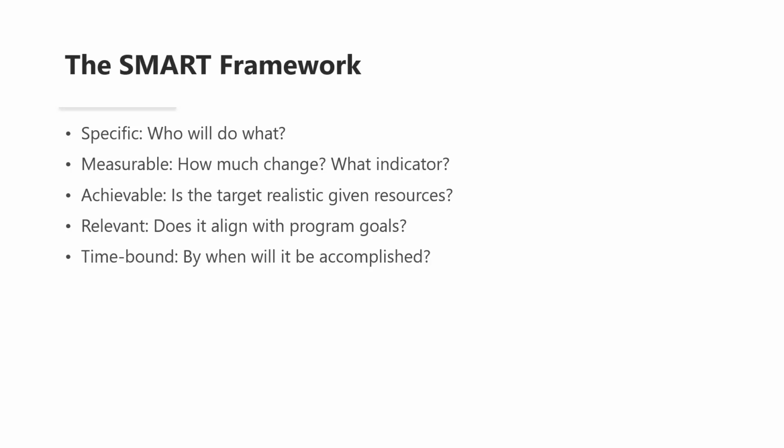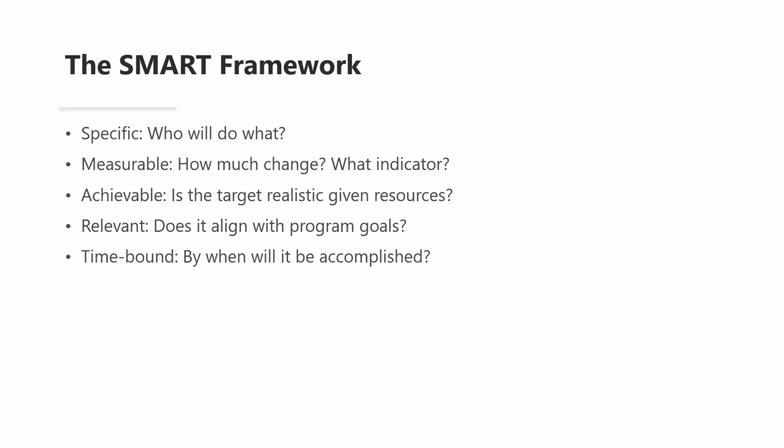Achievable means the target is realistic given available resources, time, and capacity. Setting an objective to eliminate all smoking in a community within 1 month would not be achievable. A more realistic target might be a 5 to 10% reduction over 12 months.